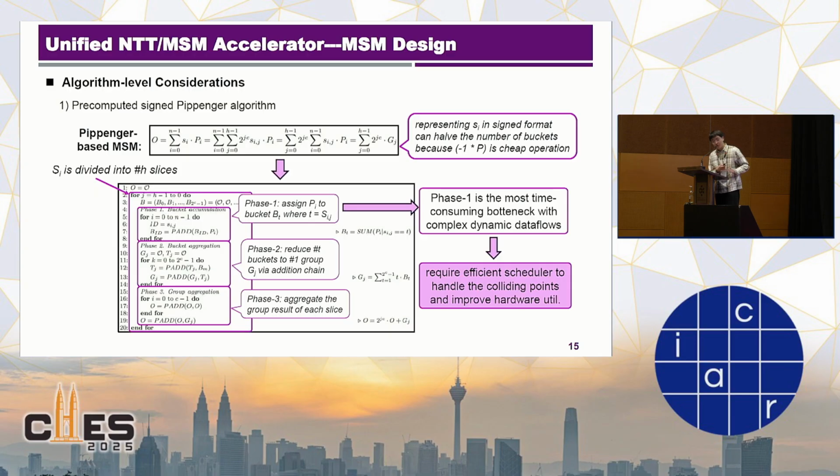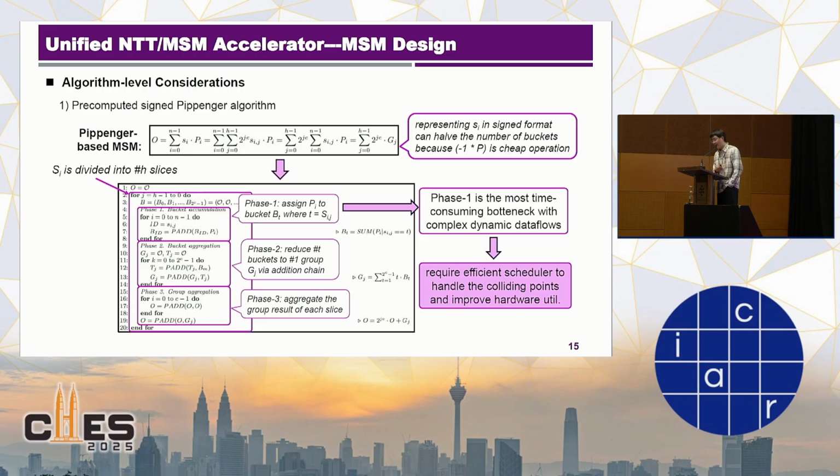Next, I will introduce our design considerations for MSM. MSM is essentially an inner product operation. Pippenger algorithm is widely used to accelerate the MSM. It will change the order of summation and find the common terms to reduce the number of point additions. So one trick is to represent the scalar in signed format, which can halve the number of buckets.